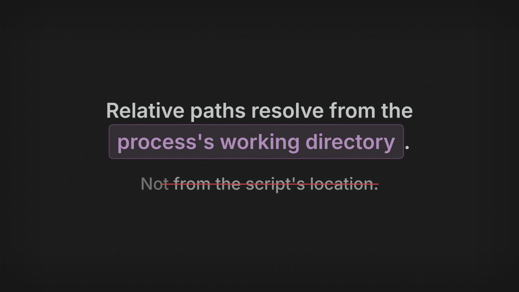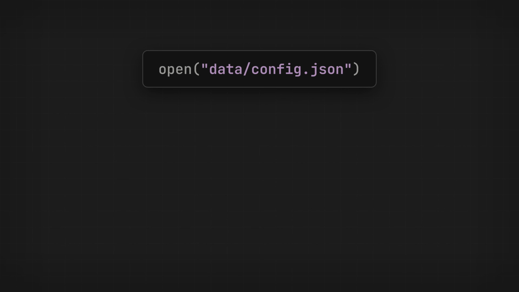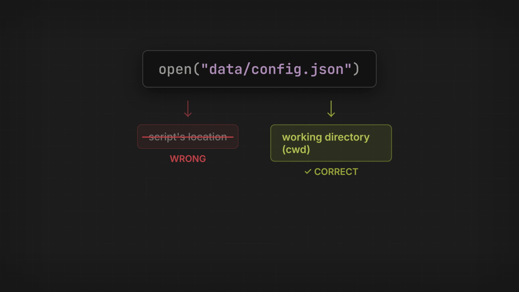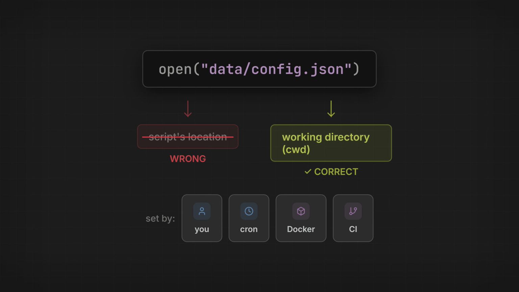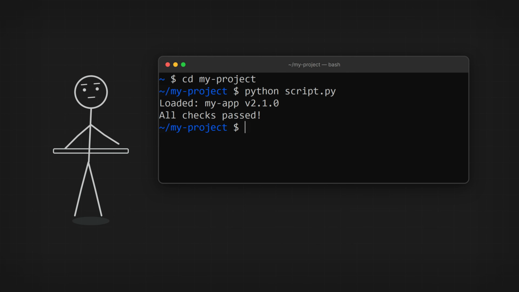Here's how it works. When your code says open data/config.json, the language doesn't look for that file relative to where your script lives on disk. It resolves that path from the working directory of the process, which is wherever you or Cron or Docker or your CI system happen to be when the process started. Now, most of the time, these are the same place. You cd into the project folder, you run the script, everything works fine, so you naturally think that relative paths are relative to your script file.